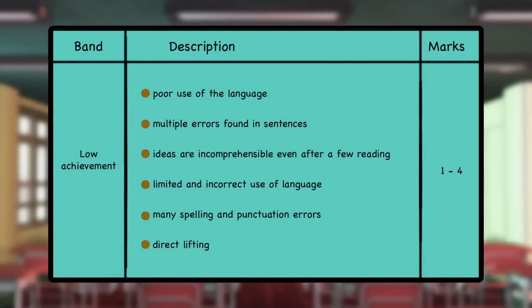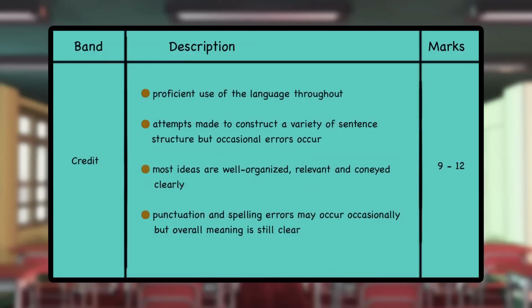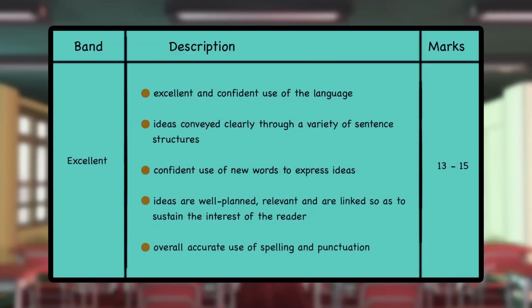15 marks are allocated for this section, so in order to understand how marks are given, let's look at the marking scheme. There are 4 bands: low achievement, 1 to 4 marks, achievement, 5 to 8 marks, credit, 9 to 12 marks, and excellent, 13 to 15 marks. Markers generally look at how confident you are at expressing yourself in the English language. One way to do this is by checking whether you have used a variety of sentence structures, vocabulary, and descriptive language. Markers also check for grammatical and spelling mistakes.